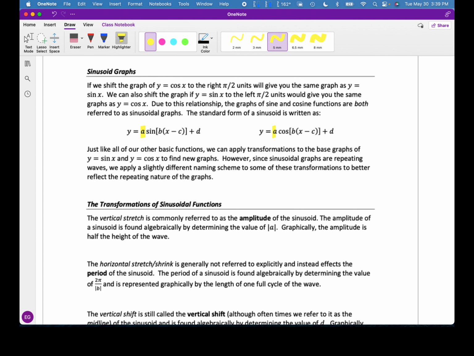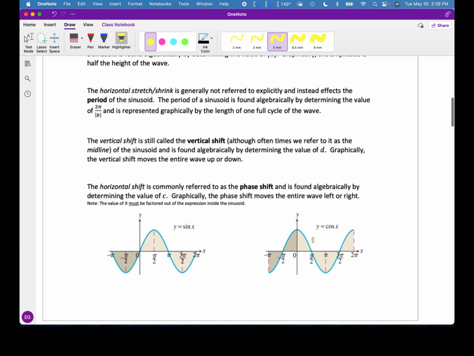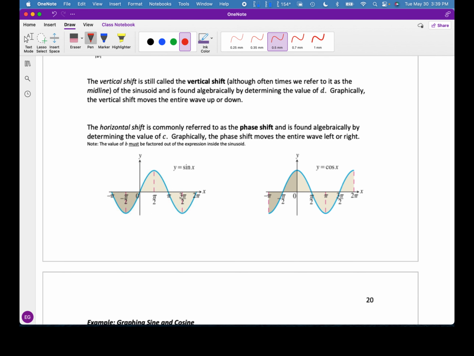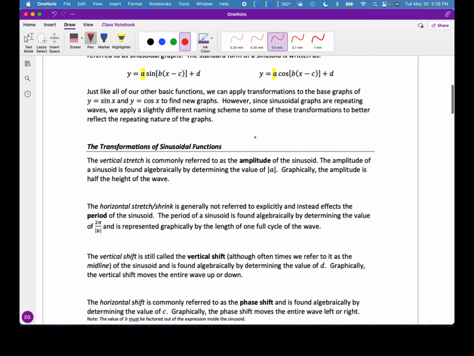That's going to be how high it goes from the midline up and down to the minimum and maximum of the wave. I have the pictures of them down here, right? So this is the amplitude, this distance right here and right here in both of them. That is the amplitude, so that A value that's right in front, okay?